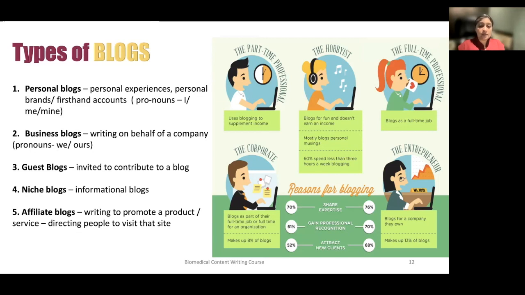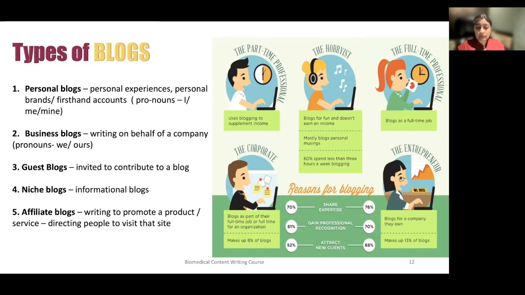A niche blog is an informational blog, which is a lot of what medical information is. A lot of medical sites revolve around this. This is, you are giving a lot of information and trying to answer as many patient queries as possible. It really depends on good research.